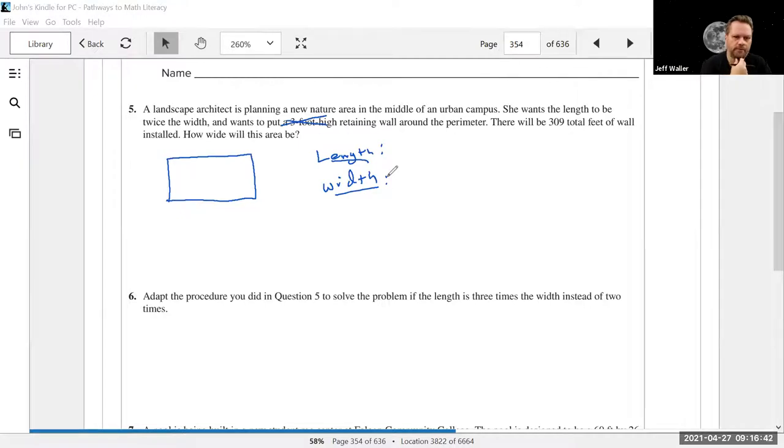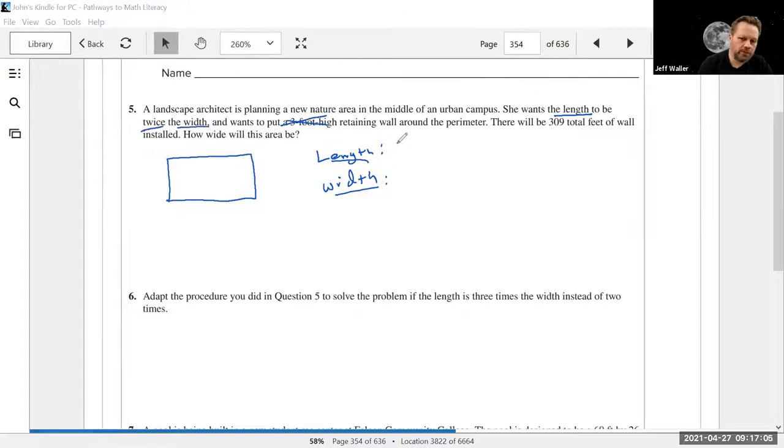So this is what I think people get confused about. The first step in a word problem is not a math step. It isn't. Because a word problem is in English. So the first step is English. Now it's translate to math. So let me help out more than I really want to in this problem. So she wants the length to be twice the width.